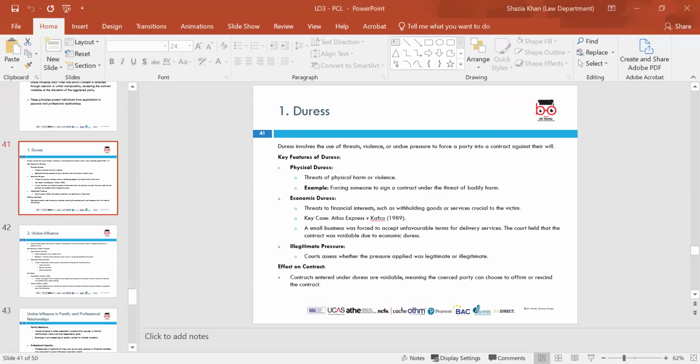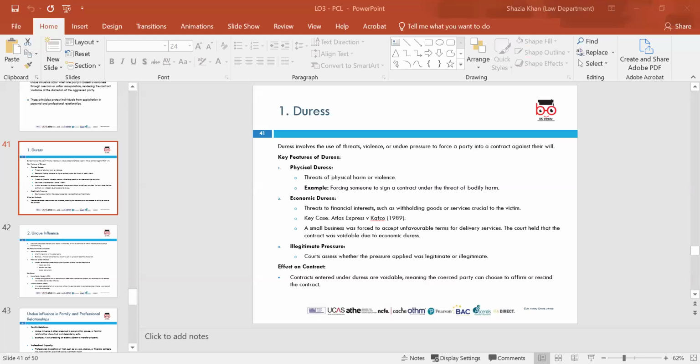So we're looking at the first one, which is duress. Duress in contract law is where one party uses threats or pressure to force another into a contract. A contract signed under duress is voidable or void depending on the circumstances. Physical duress is threatening to harm a person or their family or damage their property. It could be economic duress, threatening to cause economic losses to someone. And with illegitimate duress, courts assess whether the pressure applied was legitimate or illegitimate.